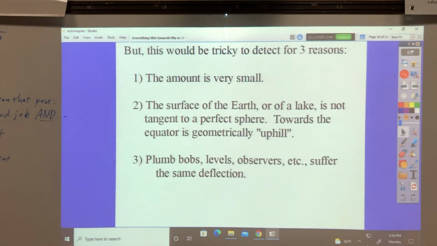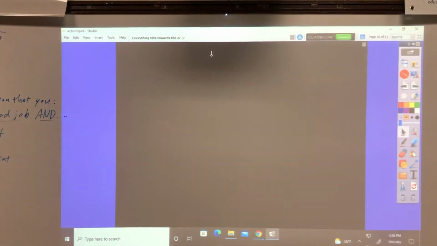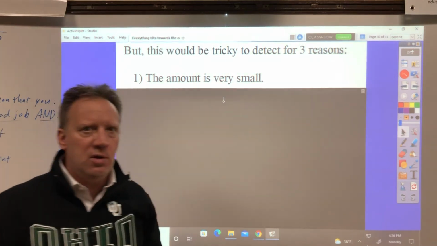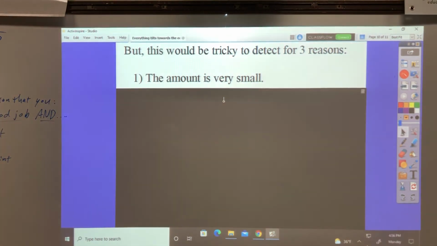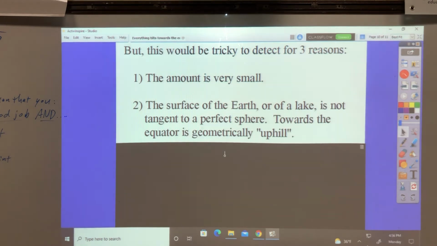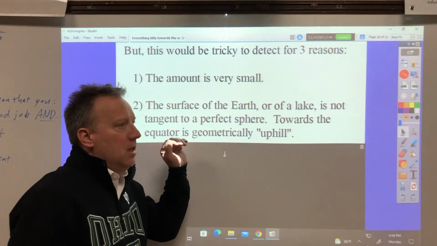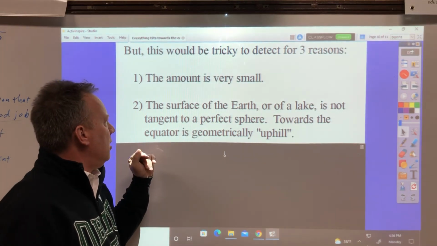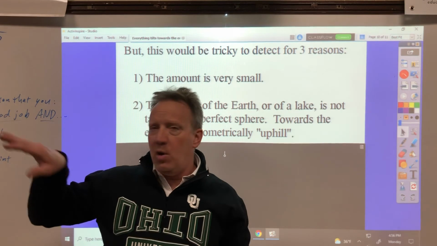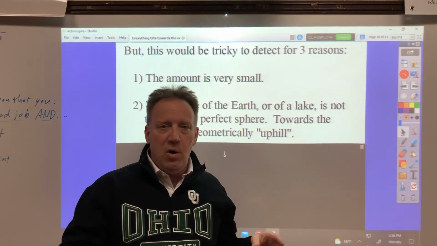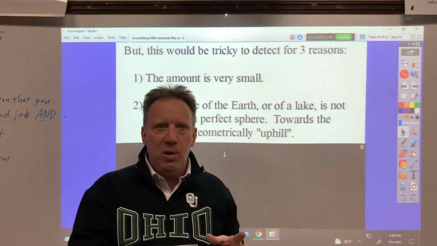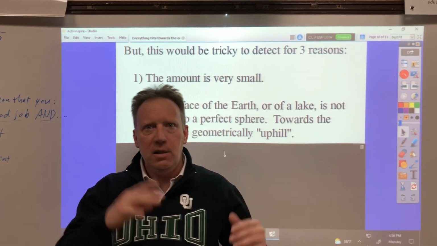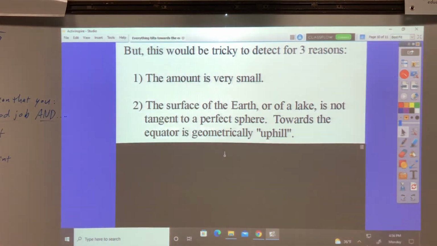Sounds kind of unbelievable, does it? Well, there are 3 reasons why this would be tricky to detect. One, the amount is very small. So it's not very noticeable at all. Two, the surface of the earth or of a lake is not a tangent to a perfect sphere. The equator geometrically is uphill because the earth is, at most points at this latitude it would be uphill. So depending on where you are, that tangent is out of whack by different amounts.